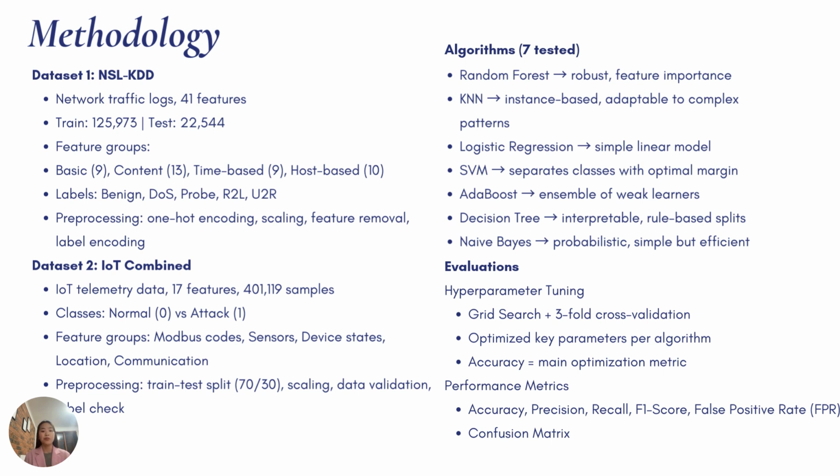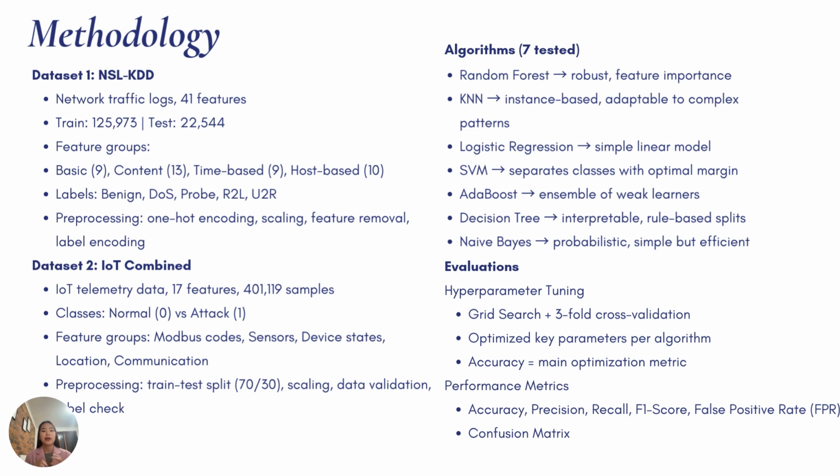So moving into methodology, we use two datasets. NSL-KDD includes 41 features, 5 classes, 125K training, and 22K testing records. For IoT telemetry, it's 17 features and about 401K samples, binary classification. I apply preprocessing: encoding categorical features, scaling, removing redundant ones, and splitting into training and testing.